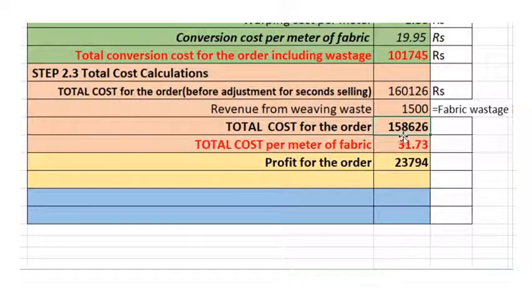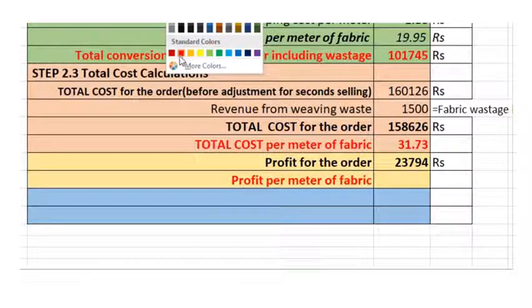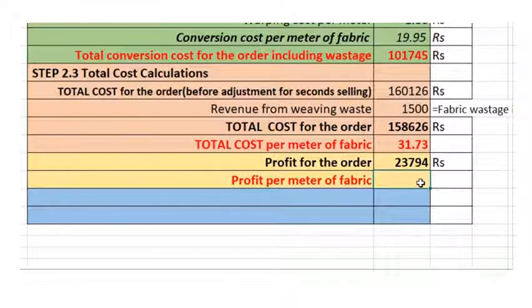So 1,58,626 into 15 by 100, we get this in rupees. Now the profit per meter. So the profit per meter is found by dividing by 5,000, the order quantity, not the order quantity with wastage. It is excluding the wastage, because we cannot charge for the wastages to the customer. So we have to divide and find it.